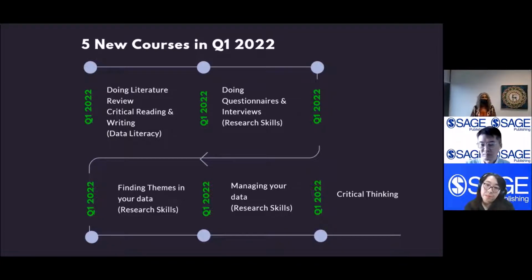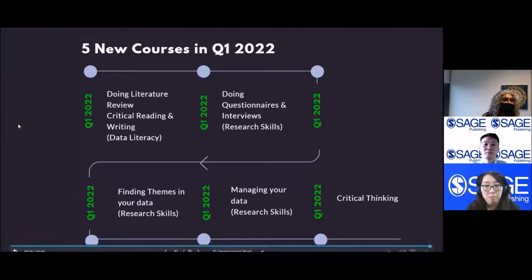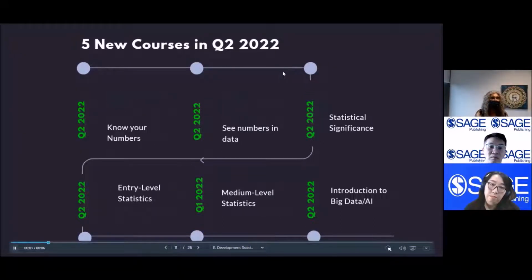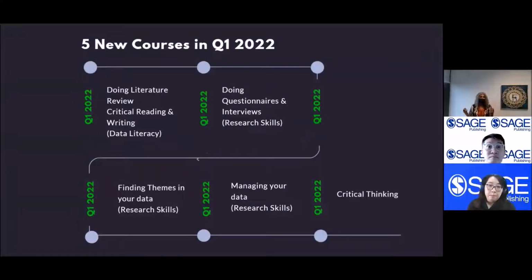And then when you look at your data, you need to find themes, right? You need to find a commonality. What do all these numbers mean? And then it teaches you how to identify. So they're very practical. They're very reasonable for people to use. And then after that is, how do you manage the data? How do we work on the basis of managing your data?